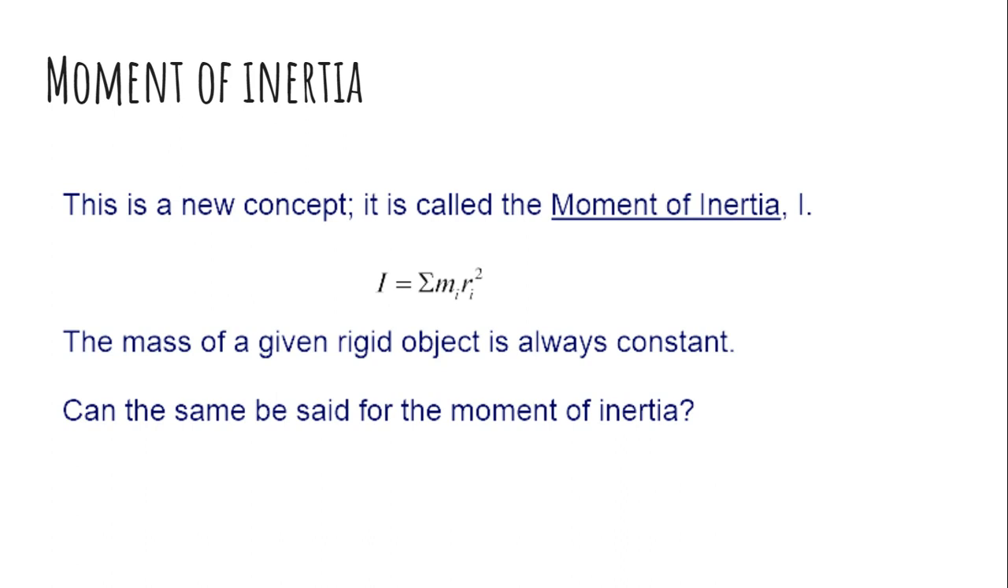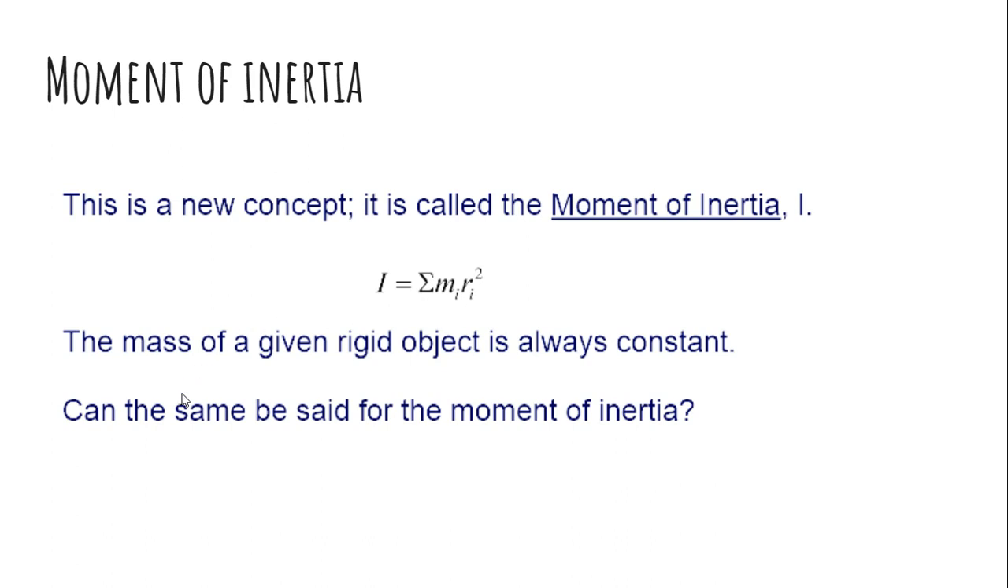But the simple equation I'm going to give you right now is the sum of all your masses, your individual points of mass, times the radius of that mass squared. This is going to be helpful for us to understand where this is coming from and mathematically what it actually means. This radius is a radius from the axis of rotation.